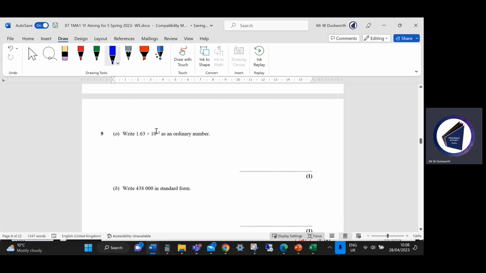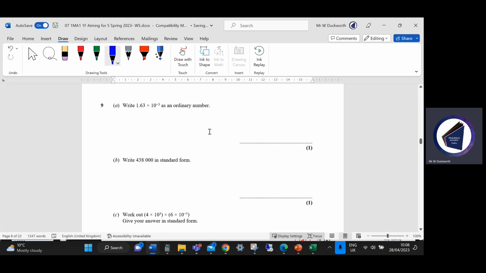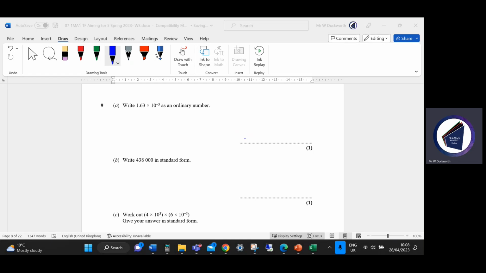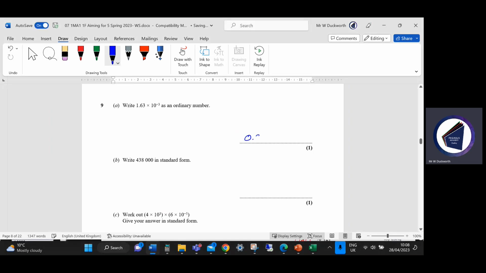Right, question 9. Write as an ordinary number. So the decimal point needs to go 3 spaces that way. So we've got a total of 3 zeros involved. 0.00163. And then just double check, 3 places would take that decimal point there. So that would work perfectly.